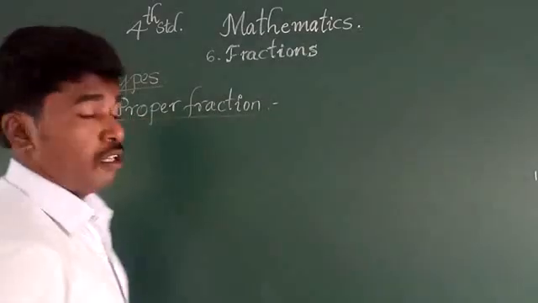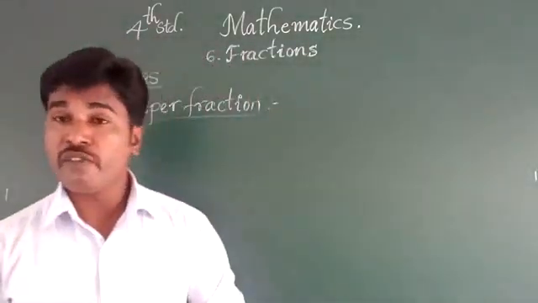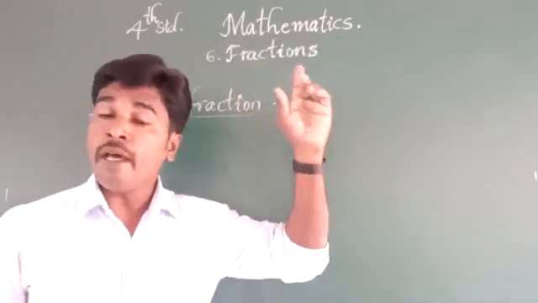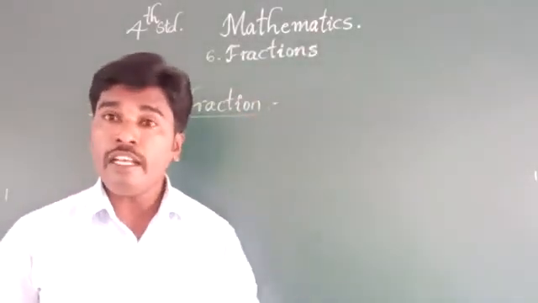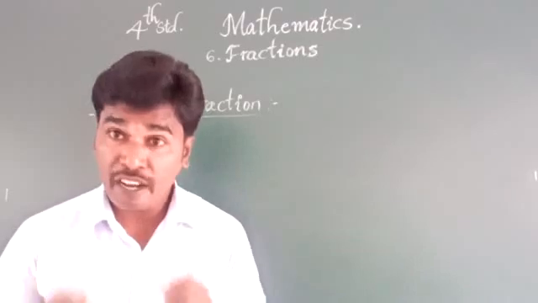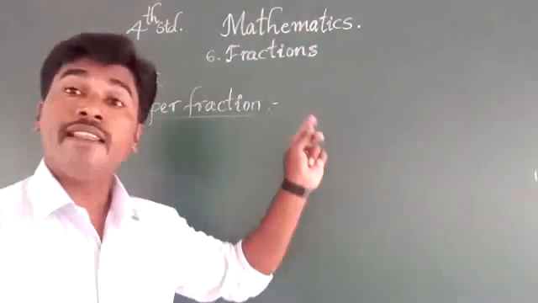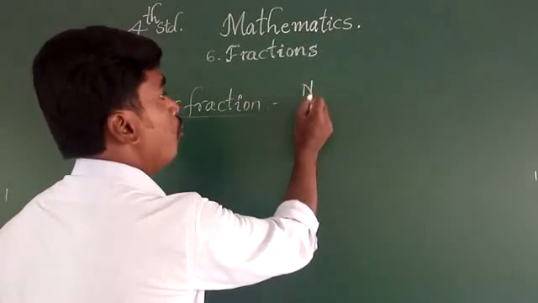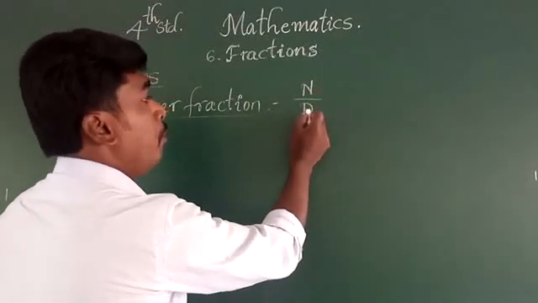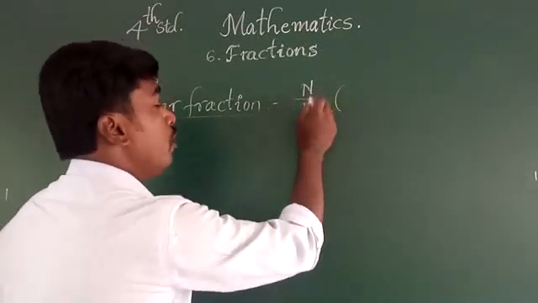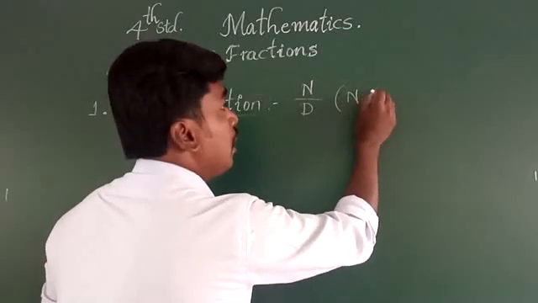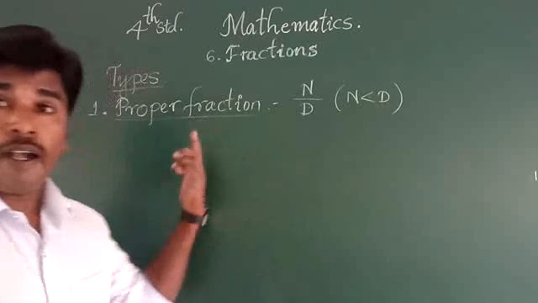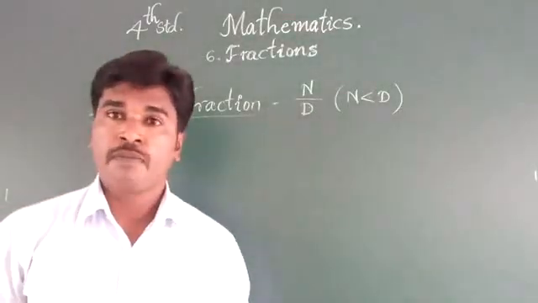The definition, the meaning of proper fraction, it is very simple, dear children. In a proper fraction, numerator is less than denominator. So you write numerator above the line and denominator below the line. So here numerator is less than denominator. Such fractions are called proper fractions.